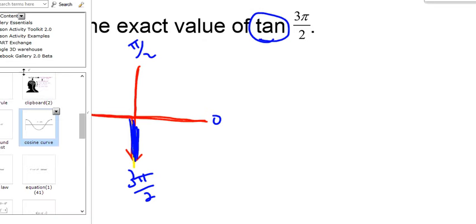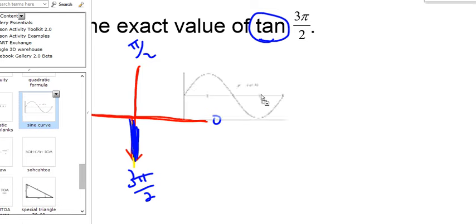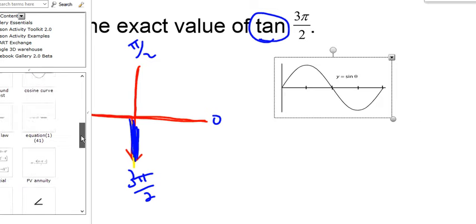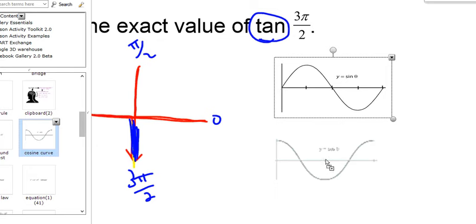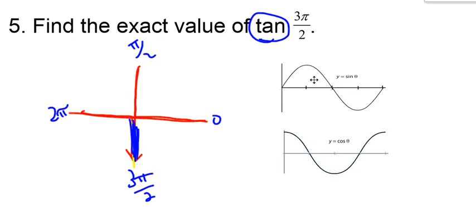So how do I do tan? Well, again, you may have memorized something that I haven't. This is what I know. My brain likes pictures, so I use pictures. So my brain wants to show me the sine curve and the cosine curve. 3 pi over 2, where is that? 0, pi over 2, pi. Here's 3 pi over 2, which is at -1 for sine. And here's 0, pi over 2, pi. Here's 3 pi over 2, which is at 0.